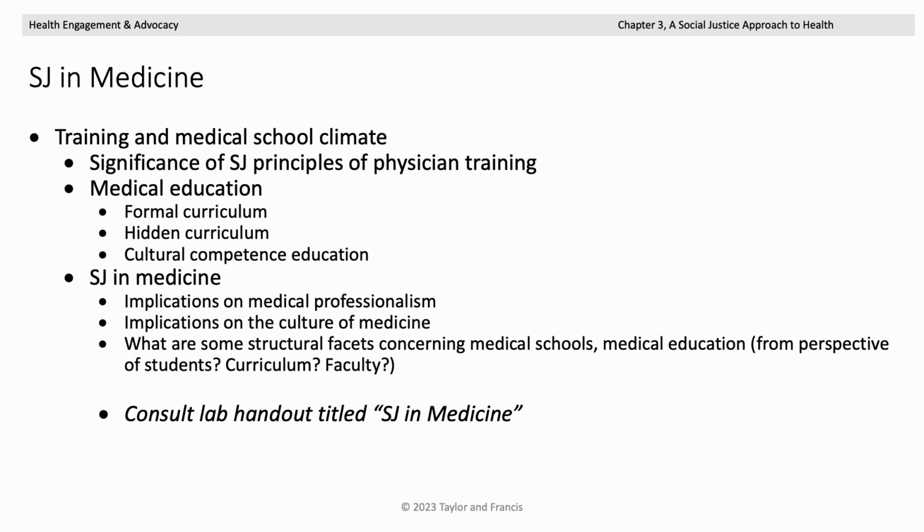Social justice principles in physician and clinical training have implications for both professionalism, that is, how practitioners are expected to conduct themselves, and for the broader culture of medicine. What gets valued, rewarded, and normalized? Consult the lab handout titled SJ in Medicine for an applied case that you will do on this section.